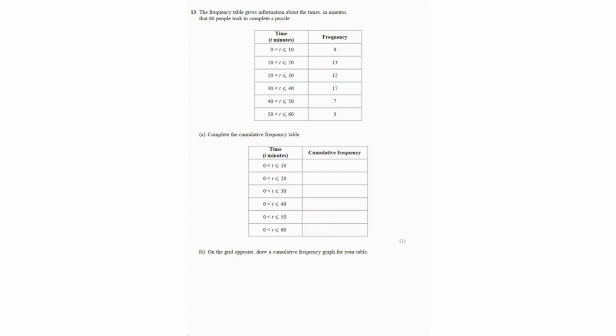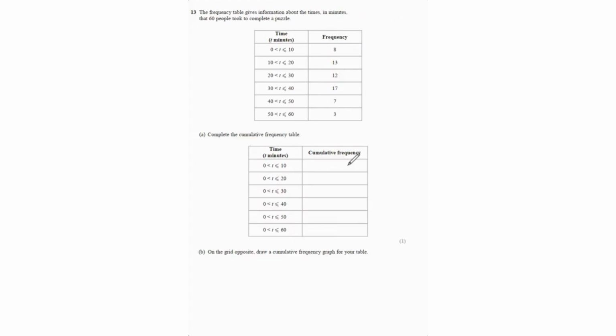So without further delay, let's start the question. It says the frequency table gives information about the times in minutes that 60 people took to complete a puzzle. So we have a frequency table where we have the intervals in one row and the corresponding frequency in the other row. They're saying complete the cumulative frequency table.